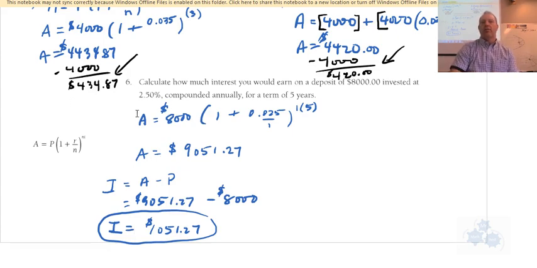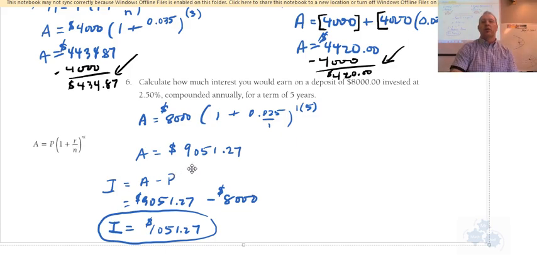You want to find out, first of all, what your future value is. So we have a principal of $8,000. We have a 2.5% interest once per year for 1 times 5 years. So when you do this on your calculator, you should get $9,051.27. How many of you got that for a future value? I heard that number thrown around.